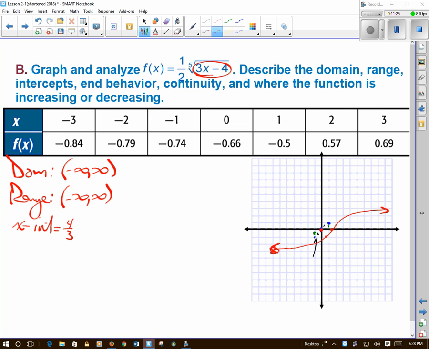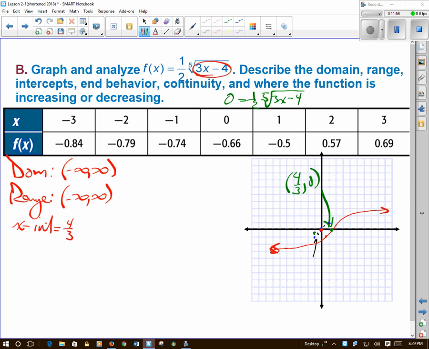And that's just from our h value that we saw of 4/3, shifting this over to the right. So we got this point right here, (4/3, 0). Okay. Now, if we didn't remember that, how else could we find the x? Well, we could put 0 in for y. So if we put 0 in for y, we would have 0 equals 1/2 fifth root of 3x minus 4.